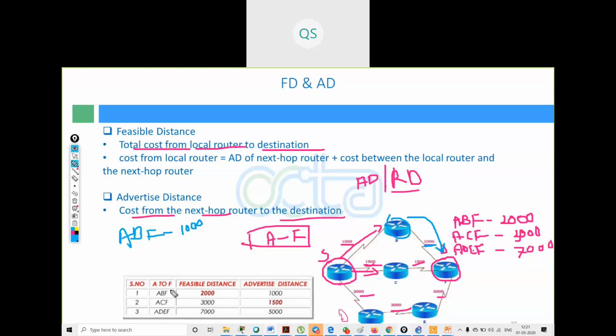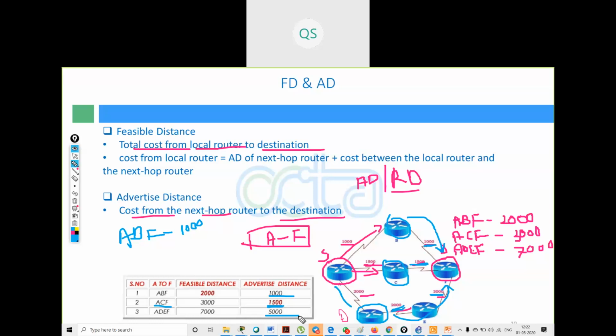Now the AD value for ACF: this is my next hop router, and the cost from the next hop router to reach the destination is 1500. In the last, my next hop router is D. The cost from D is 2000 plus 3000 to reach the destination, which is 5000.